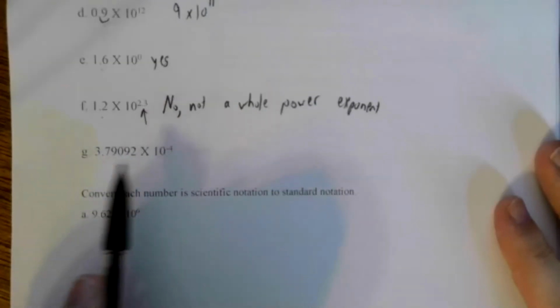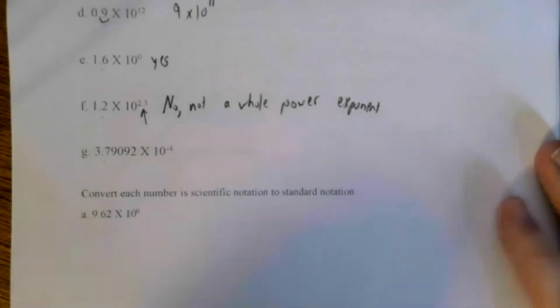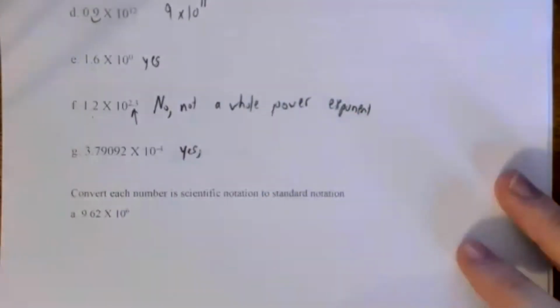All right. What about the last one? Is the last one in scientific notation, G? Yes, it is, right? So we have a number between 1 and 10, and it's multiplied by 10 to some whole number power. So this one's a yes.